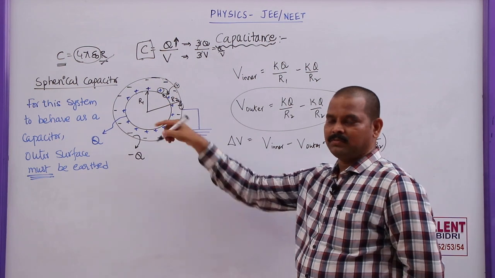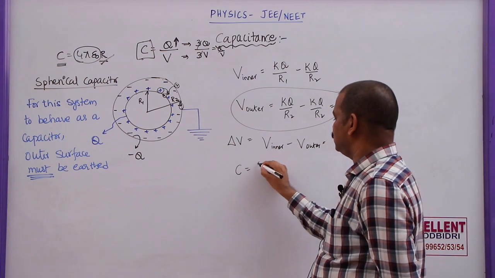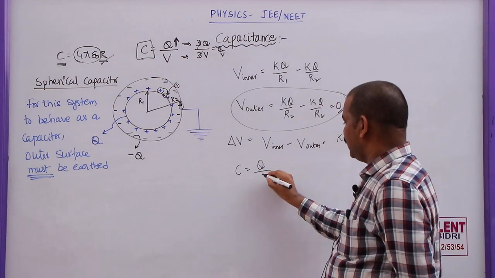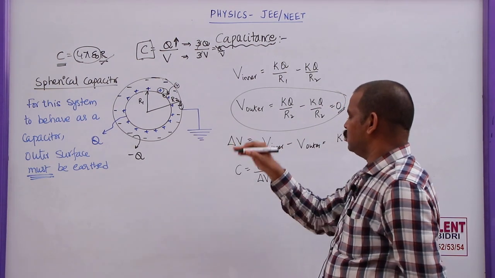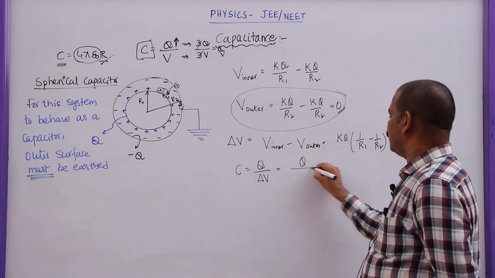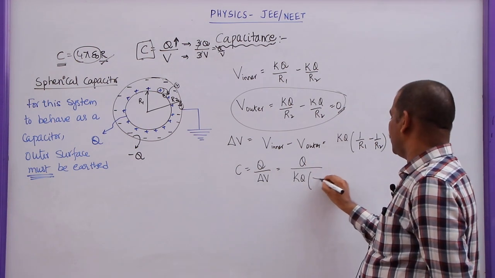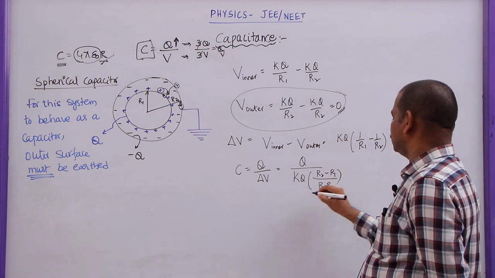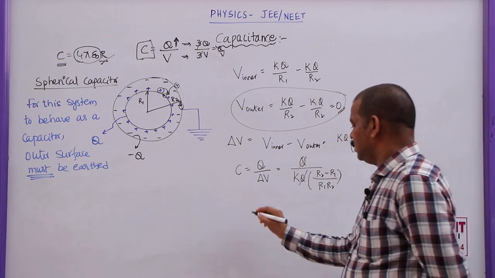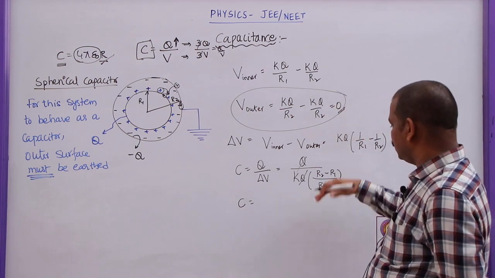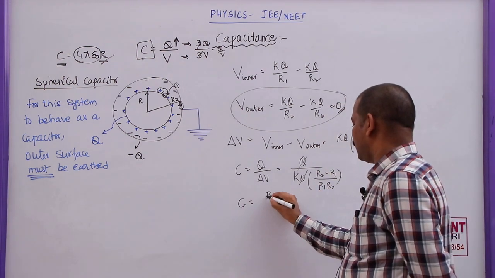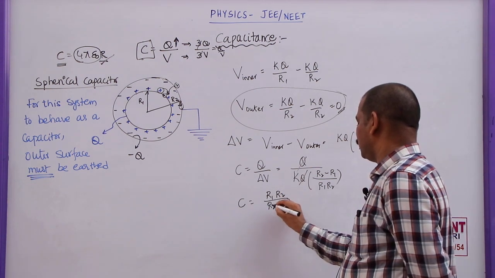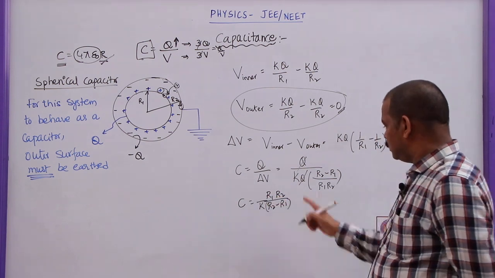Now, the capacitance of this system is given by C is equal to charge, we need to take only the magnitude of the charge q, by the potential difference between these two, delta V. So, this is q by k q by, LCM is r1 r2, this is r2 minus r1. q gets cancelled. So, the capacitance is given by, if you bring this up, r1 r2 by r2 minus r1 by k. So, this is 1 by k.